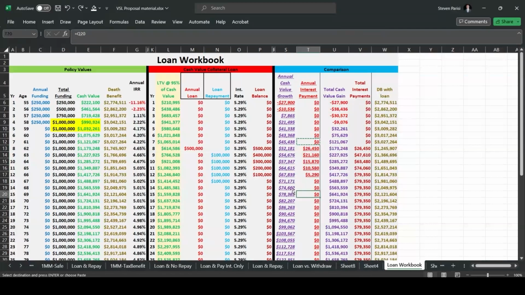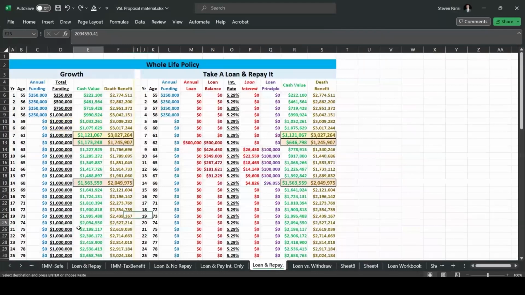So a little bit different, but I mean, what you will see is when the loan is repaid, my cash value is going to be restored to what it would have been as if I never touched it in the first place. I received that constant compounding as time passes. So year 20, I'm at $2,094,000.